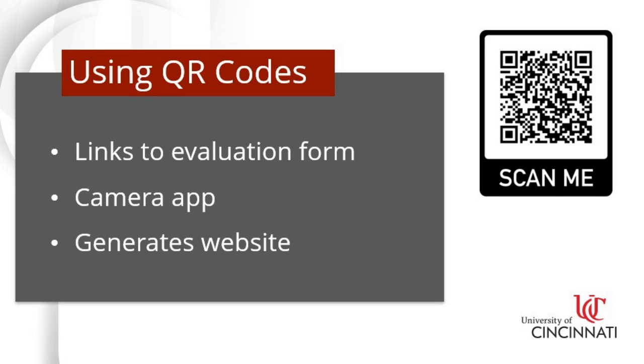QR codes are machine-readable barcodes that quickly link your smart device to a specific website. We use QR codes to link reviewers to the evaluation form of the presentation they are reviewing. To use a QR code, simply open the camera app on your device and point the lens at the QR code. Feel free to try it out now using this QR code that links to our showcase website. If preferred, you can request paper evaluation forms.